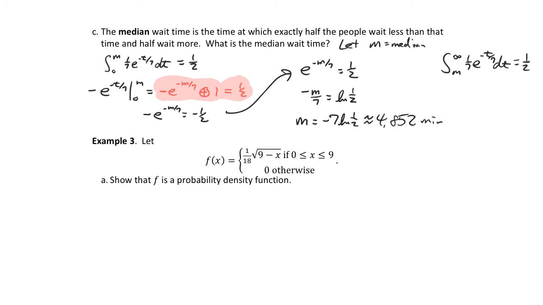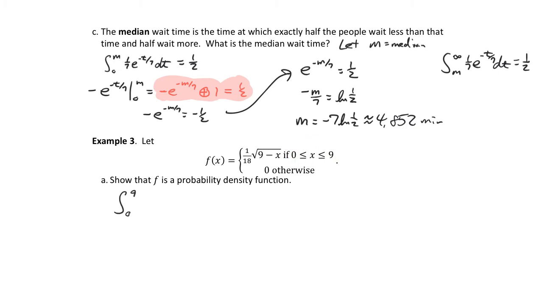For our next example, we're just dealing with another probability density function. Here we have the function 1/18 radical 9 minus x when x is between 0 and 9, and the function will be 0 anywhere else. We want to show that it's a probability density function. Again, in order to be a probability density function, we should obtain 1 when we find the integral. Our integral is going to go from 0 to 9, technically from negative infinity to infinity, but the exciting places are for values between 0 and 9.